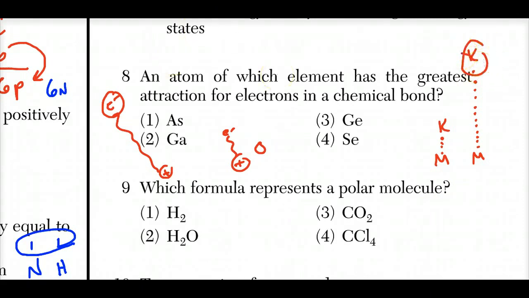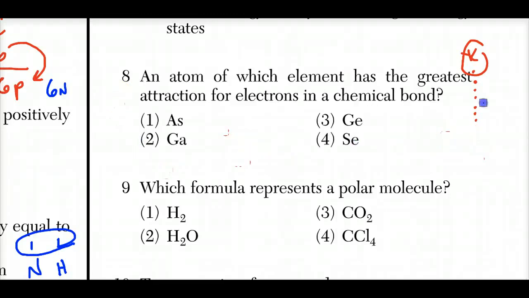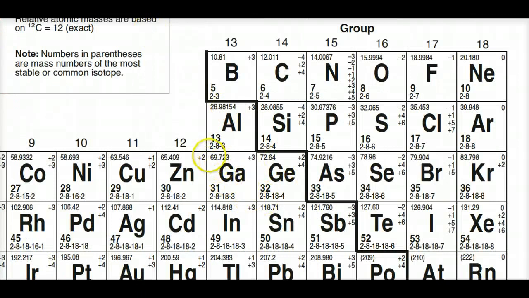So, in any case, back to the problem. Who has the greatest attraction for electrons? I'm going to look and see where these guys are located on the periodic table first. So I have arsenic, gallium, germanium, selenium. Let's go to the periodic table. Okay, so I found my elements here. I got gallium, germanium, arsenic, and selenium. They're all right here. They're all in the same energy row.